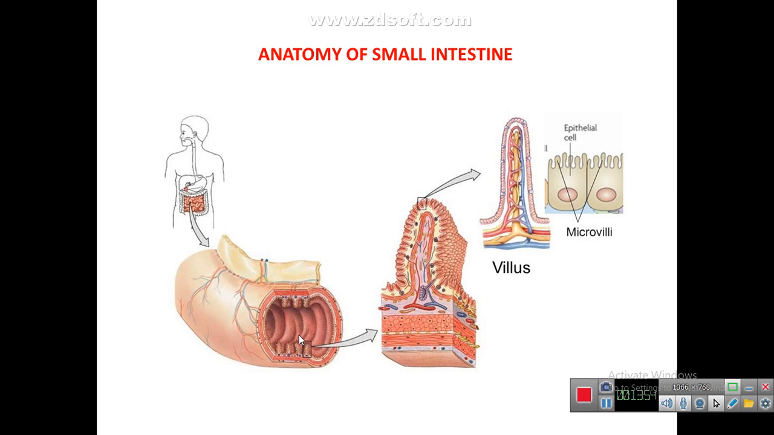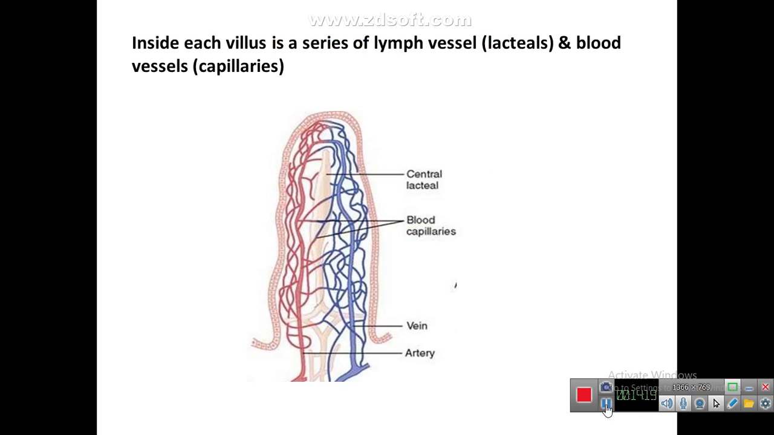Anatomy of the small intestine. This is the small intestine having the wrinkles or rugae. They are further divided into many finger-like projections. These are known as villi, singular villus. The villus itself is divided into many small projections known as microvilli. Inside each villus, a series of lymph vessels and blood vessels are present. Blood vessels include capillaries, as well as arteries and veins. The vessels that carry the lymph are known as lacteals.